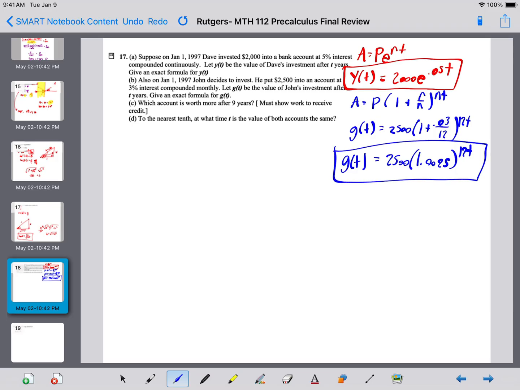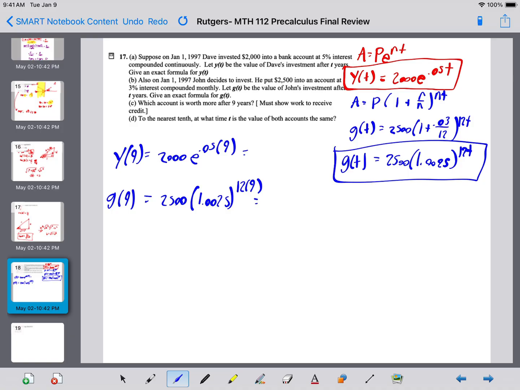Which account is worth more after 9 years? Must show work to receive credit. So, something you could do if you didn't have to show work, you could have put them both into y equals, and then went to where x equals 9, or t equals 9. But you don't have to do that in your calculator. You could do y of 9 equals 2,000 times e to the 0.05 times 9. g of 9 equals 2,500 times 1.0025 to the 12 times 9. And now I'll put this in my calculator.